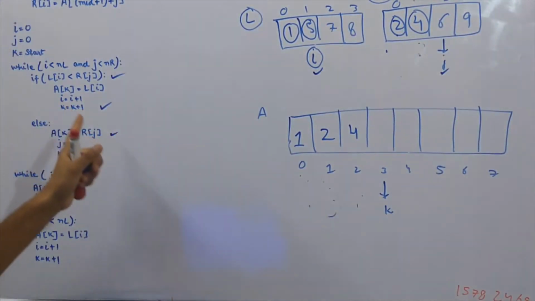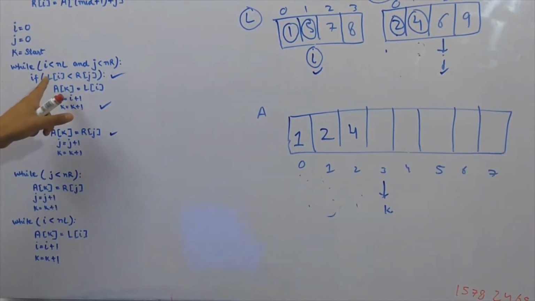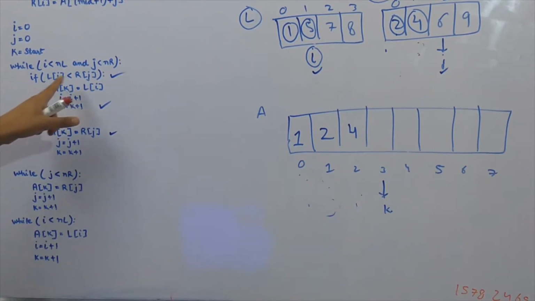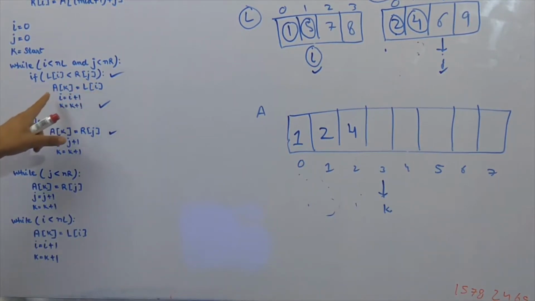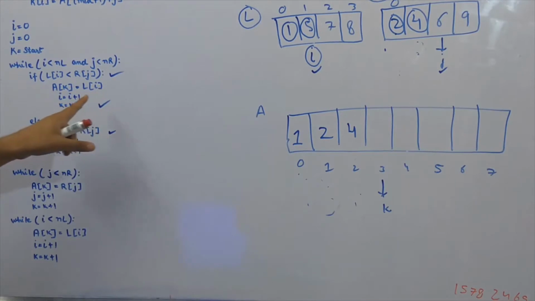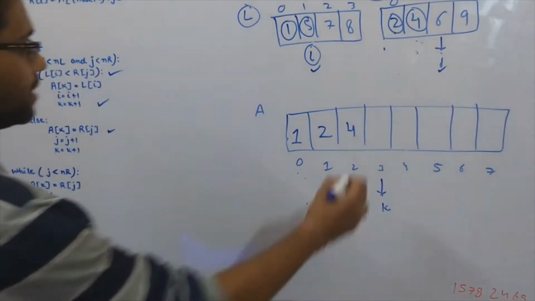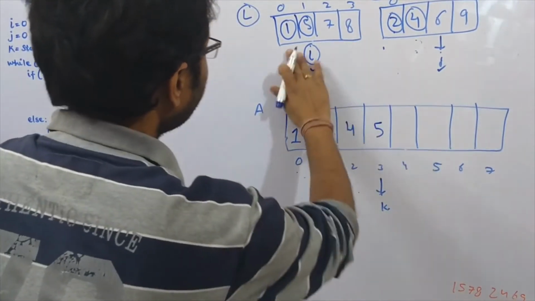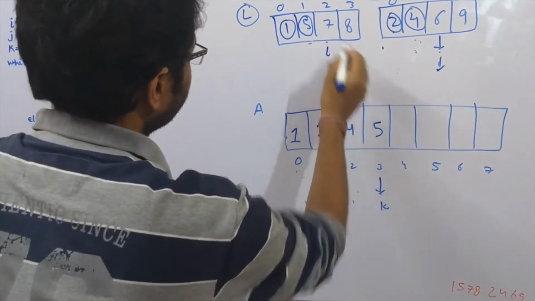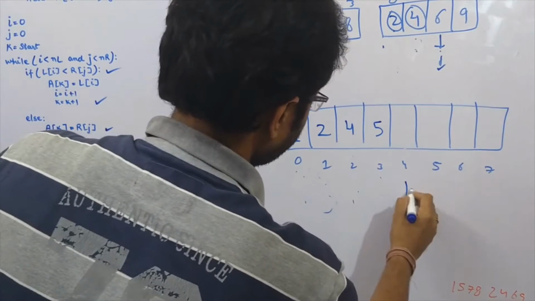Now 5 is L of i. So it will be 5. 5 is less than 6. Yes, it is true. So A of k is equal to L of i. Now A[3] will be equal to L of i. It means 5 will be copied here, and i will be incremented and k will be incremented.